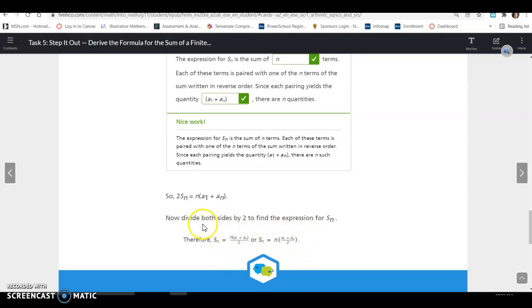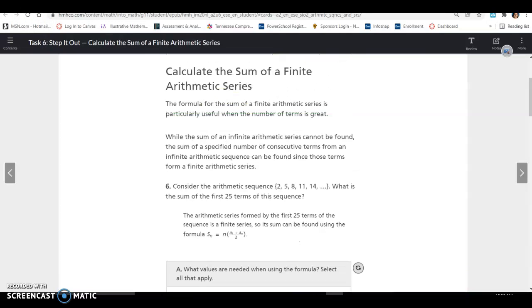Now, this is a common formula that you will see, and this was showing you how to derive how this formula came about. You don't really need to know how to derive it as much as you need to know how to use it. So we will look at how to use this formula. That is something that you will see on the EOC. So if you have any questions on Task 5, please let me know.